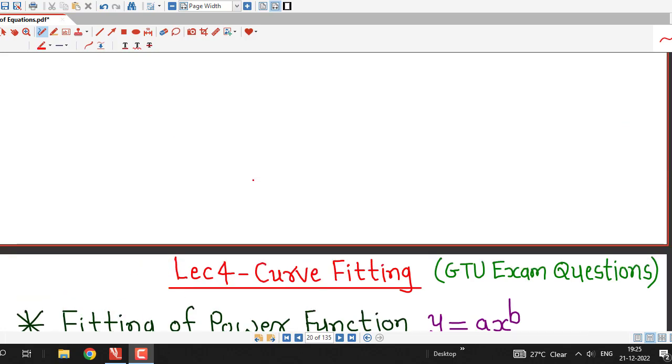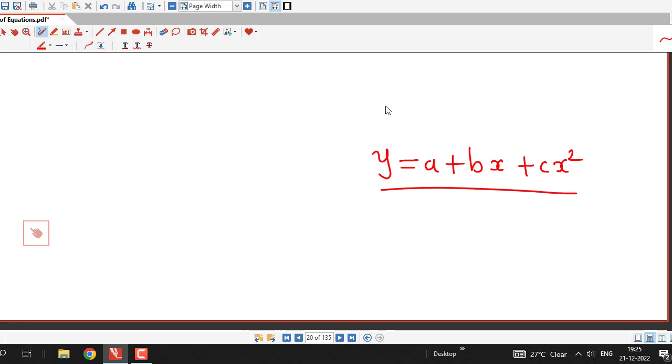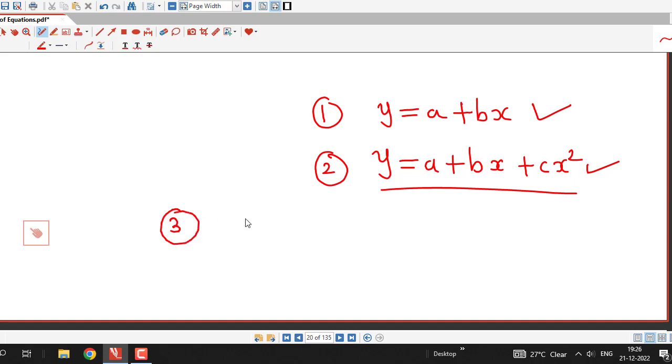Up to lecture number 3, we have seen how to fit a second degree polynomial of the form y equal to a plus bx plus cx square to the given data. And in the topic of regression, we have seen how to fit a straight line to the given data. So far we have studied fitting of a straight line and fitting of a second degree polynomial, or fitting of a parabola. Now the third type is fitting of power functions or exponential functions.